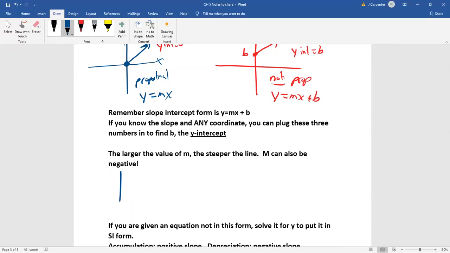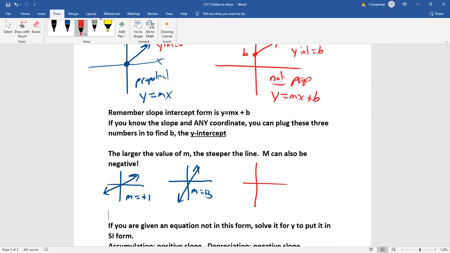If we have a line that looks like maybe this, let's say this slope is +1. I'm going to specifically write the positive. You normally don't, but I'm just being meticulous. Then maybe this steeper line would have a slope of, say, +3.